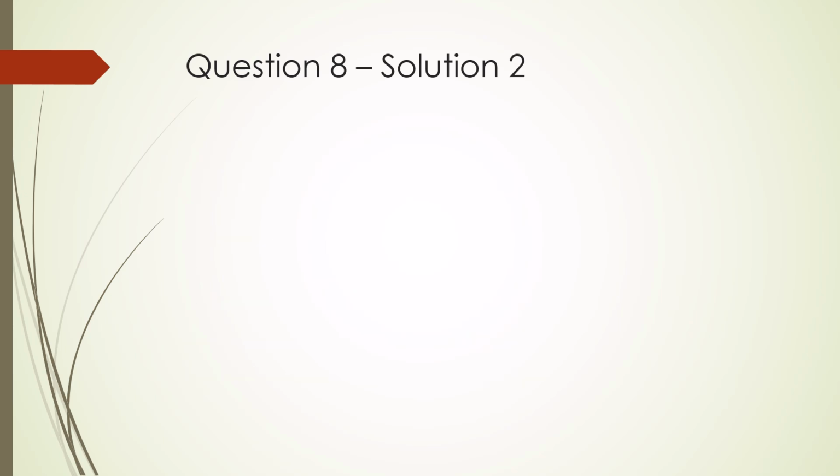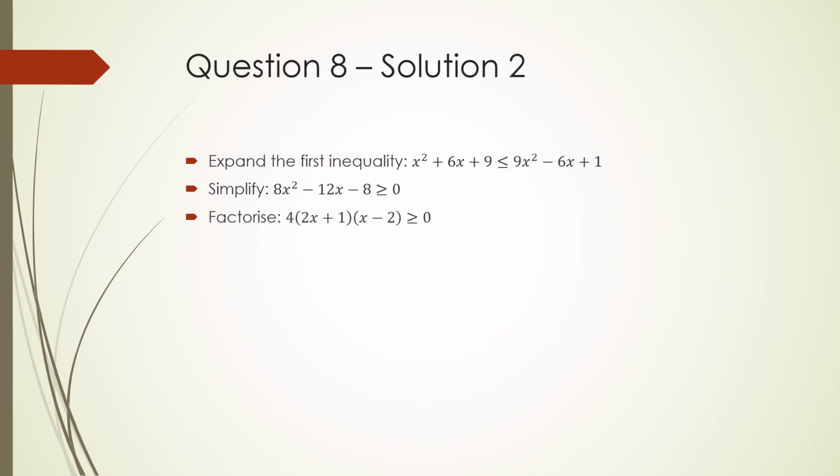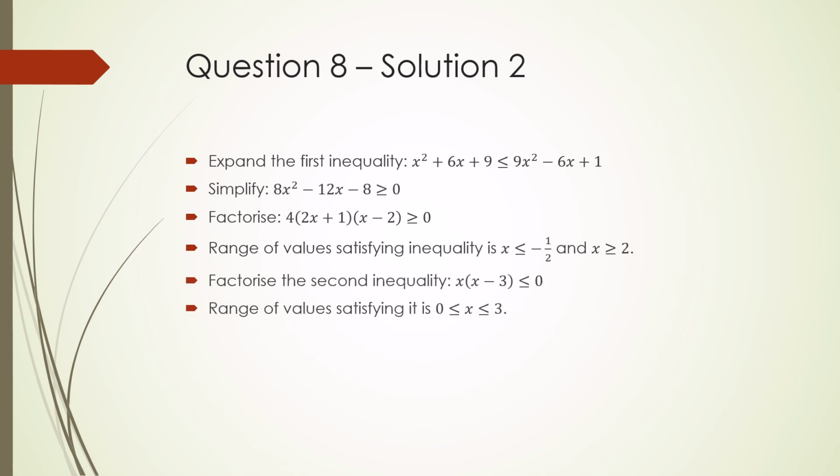This alternate solution involves factorization instead of completing the square. We do the same first step where we expand the first inequality and simplify it. But after that, instead of completing the square, we factorize it to get this equation here. In order for the left hand side to be greater than or equal to 0, both factors must be either positive or both negative, and therefore we can find the range of values satisfying the inequality. We can also do the same thing for the second inequality.